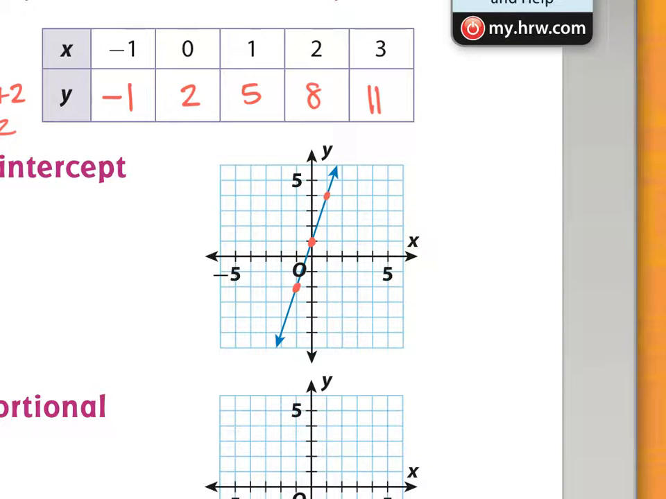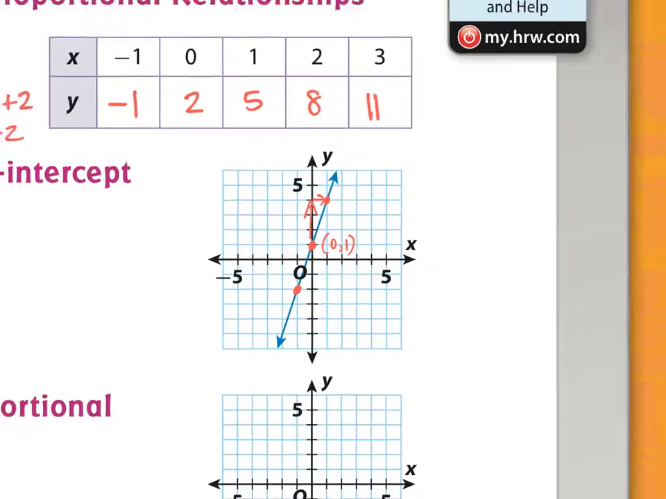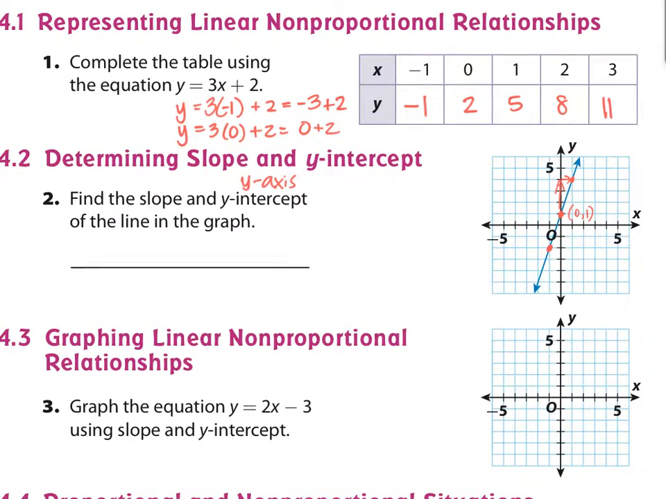So y-intercept is (0, 1). Or I could just say it's 1, right? It's at 1 on the y-axis. My slope is, I'm going to rise that much and I'm going to run that much. Okay, so let's write these down. My slope is 3 over 1, or 3, same thing. And my y-intercept is 1. Or I could write it as (0, 1) if I wanted to. Okay, I accept both of those as well.